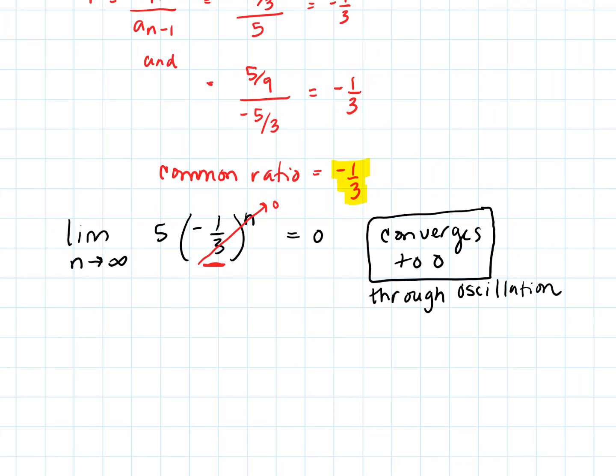So this is not doing so in a monotone way. This is not always increasing or always decreasing. It's oscillating. It's going back and forth across the x-axis if we were to graph these terms, and it is converging to 0, but through oscillation.